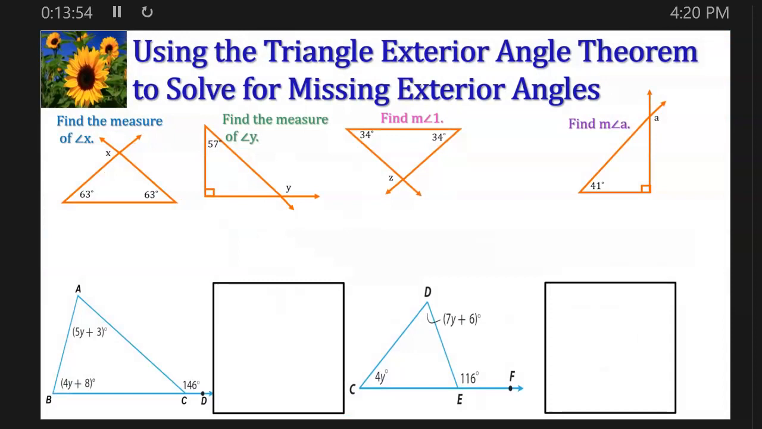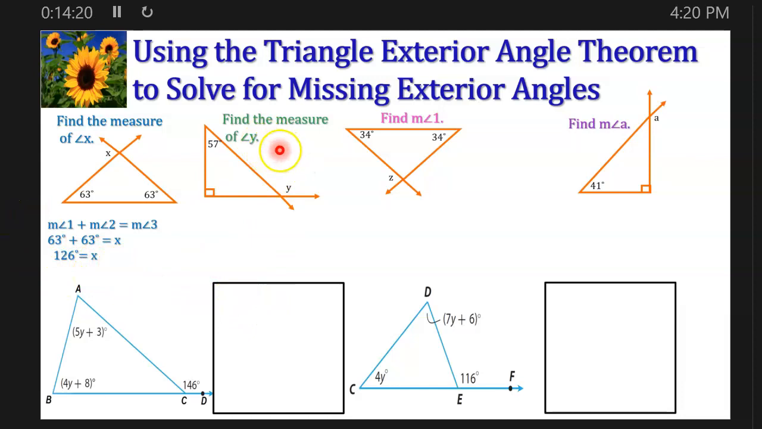Okay, let's try some of these. So using the Triangle Exterior Angle Theorem, let's try to solve for some missing exterior angles. So here's our first one. We have angle X, which is outside. Now 63 and 63 are the two remote interior angles, right? So we're going to add those together, and whatever they are is going to be equal to that exterior angle X. So 63 plus 63.